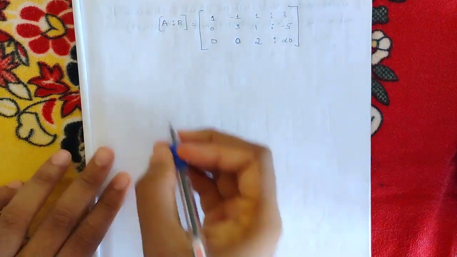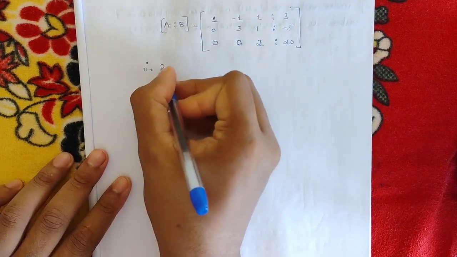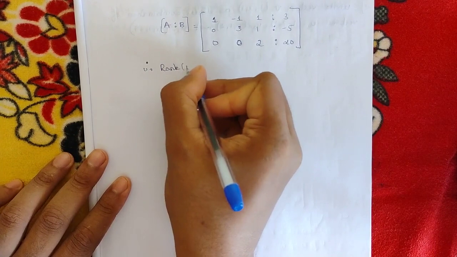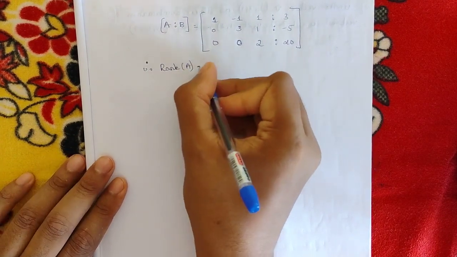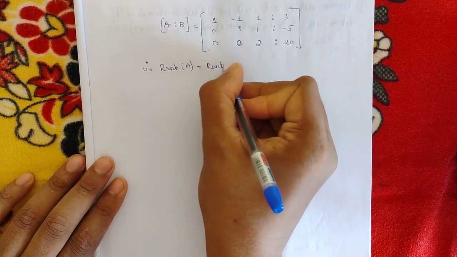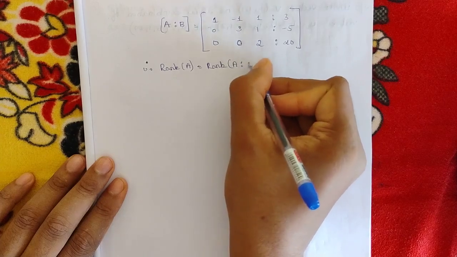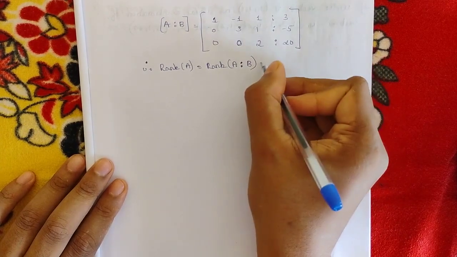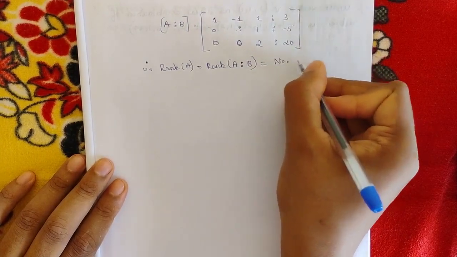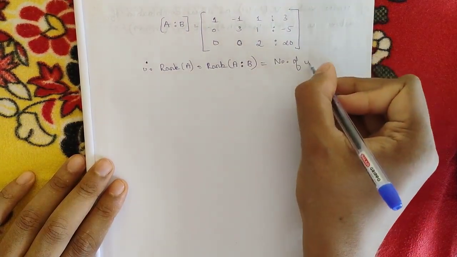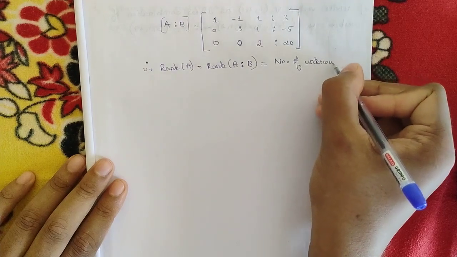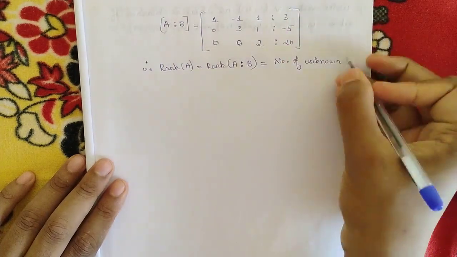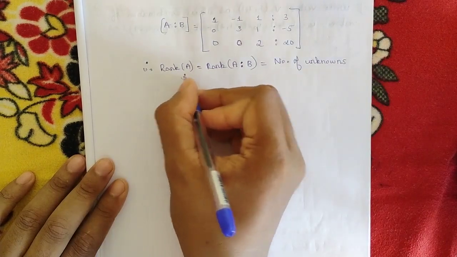Okay. Now therefore rank of matrix A equals rank of matrix A augmented with B. So we can say that those are equal to the number of unknowns also. That is, the number of unknowns is 3, right? So the rank of the matrix is 3.